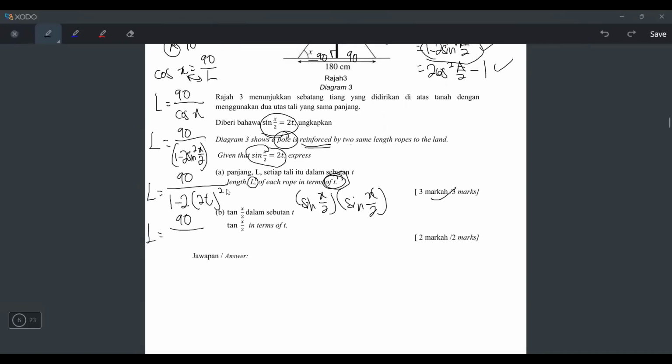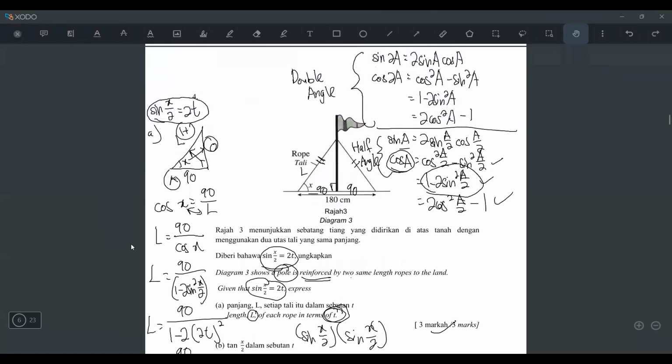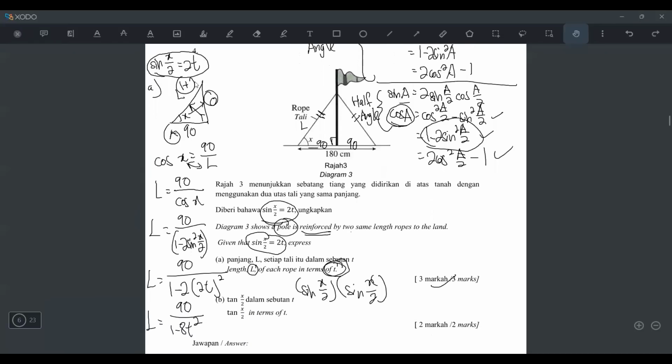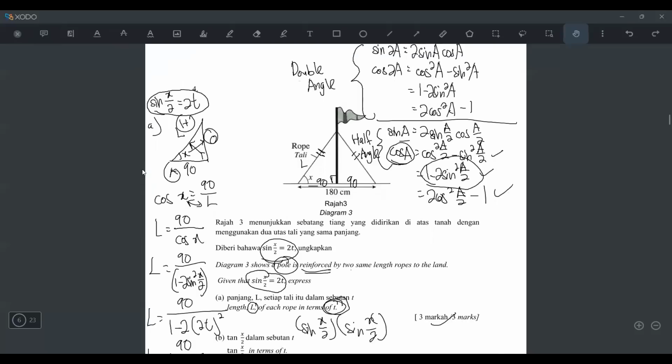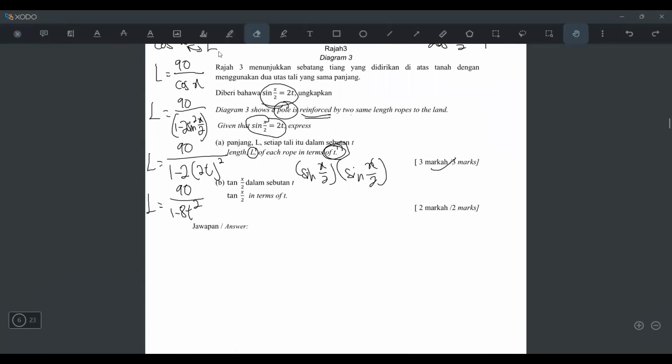90 over 2t square is 4t square, right? But 4t square has to be times 2, so 1 minus 8t square. So that is the answer for A. That's how you get these 3 marks. You just have to memorize it. There's no other way, because if you memorize the formula, you will quickly see the connection between cos x and sine x over 2. But if you don't memorize it, it's very hard to do the triangle question.